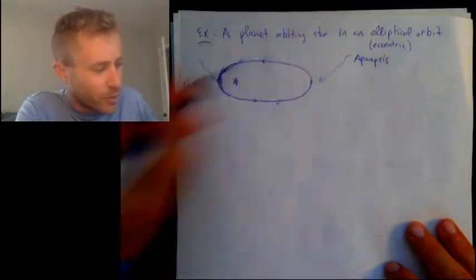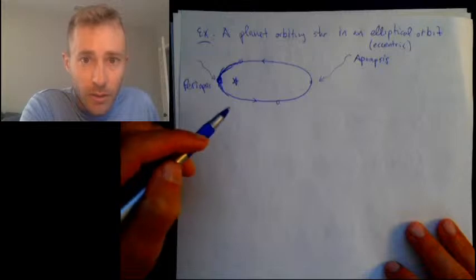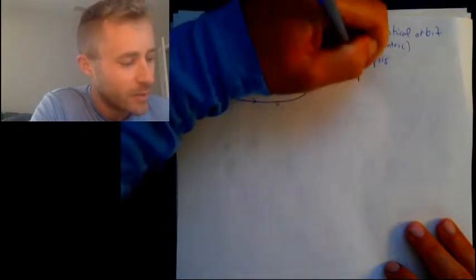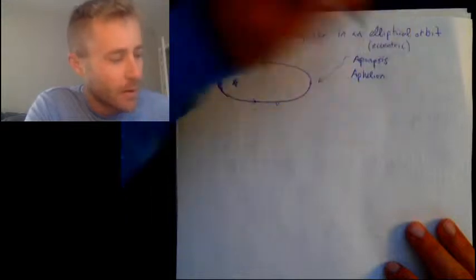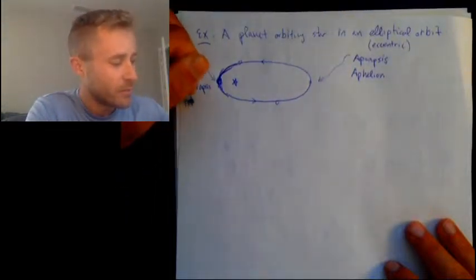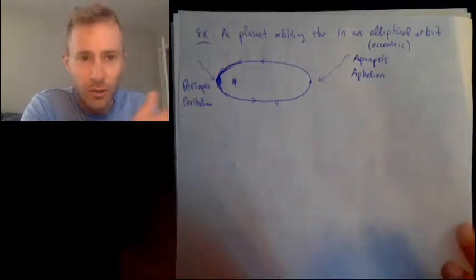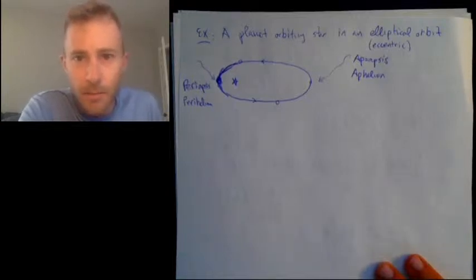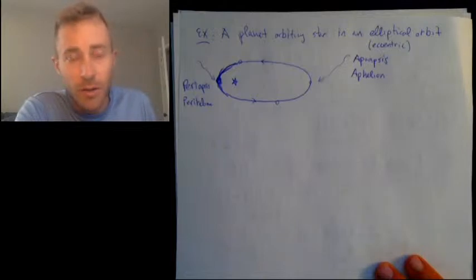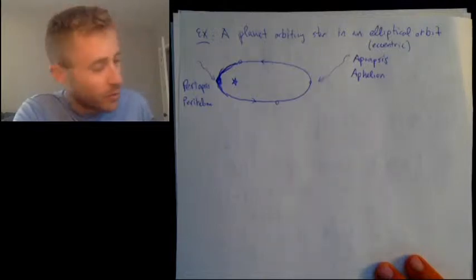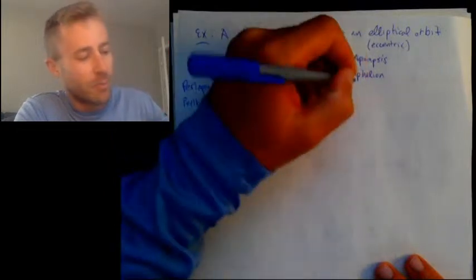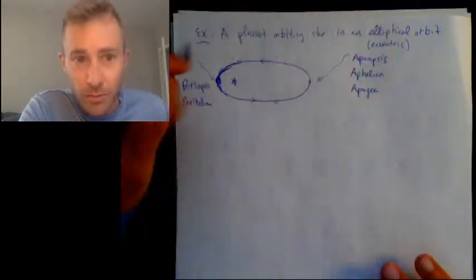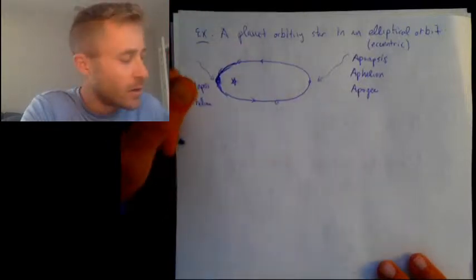So these are the general terms for it. But if you were talking about a planet orbiting the sun, for example, then this point would be called the aphelion. This would be called the perihelion. Helios is one of the ways of saying the sun. If we were talking about an orbit of a satellite around the Earth, so that the Earth is in the center, this point right here would be called the apogee, for geo, like geoid, Earth, geology.